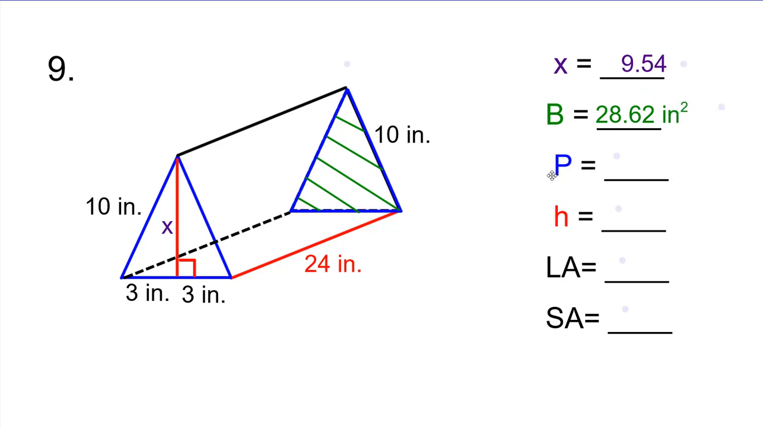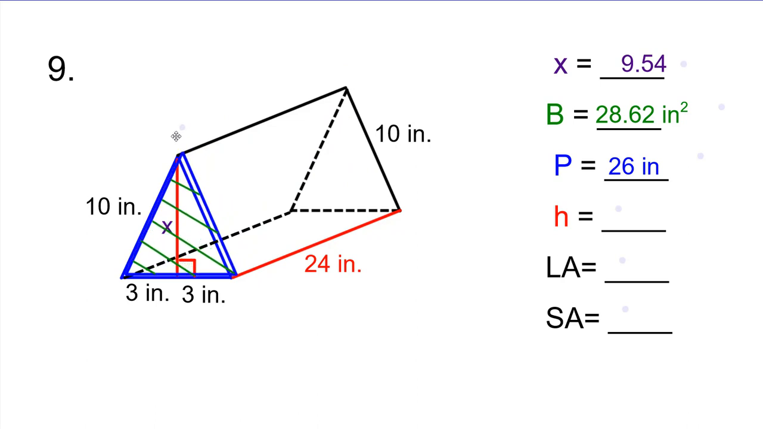Okay, perimeter, so that's going to be the distance all the way around. So we got 10, 10, notice that 10 is the same as this 10 right here. So we have 10, 10, and 6, which is going to give us 26 for our perimeter. There we go.